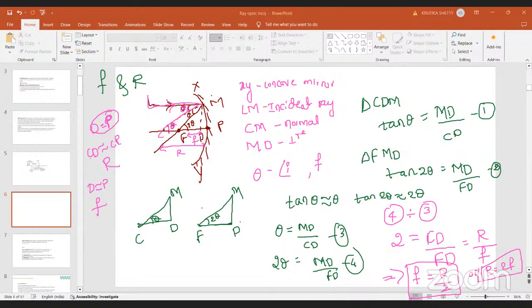In 10th standard, you have studied the direct formula. Today here you can see the proof. What is the relation between the radius of curvature and the focal length? See, the derivation is so simple, not tough. Just draw the diagram clearly. Once you draw the diagram, do the labeling properly and the simplification will be easy. Once we take the CDM triangle, once we take the FDM triangle.